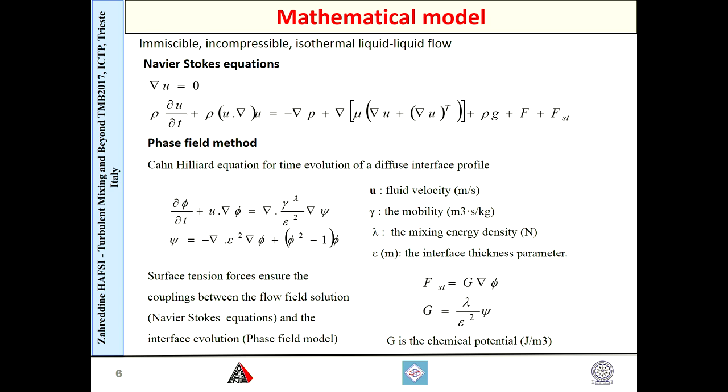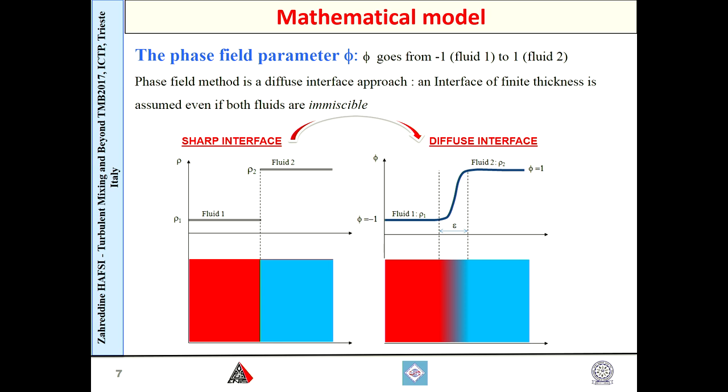So what is the order parameter? This order parameter, the phase field parameter phi, is a parameter that we introduce to describe the transition between fluid one and fluid two. Actually, the phase field method is a diffuse interface method.